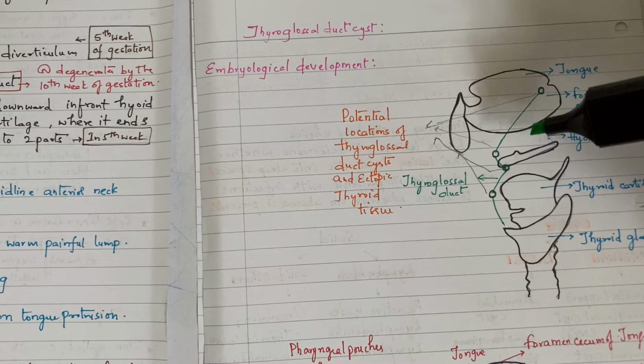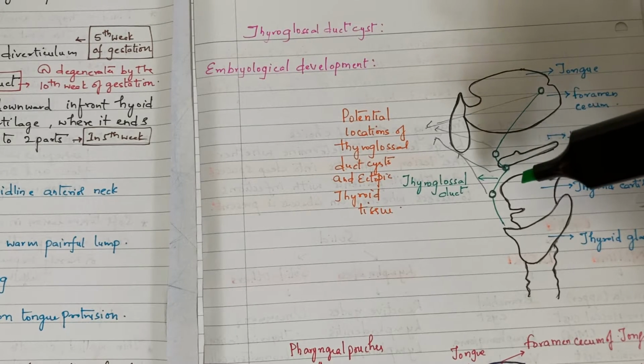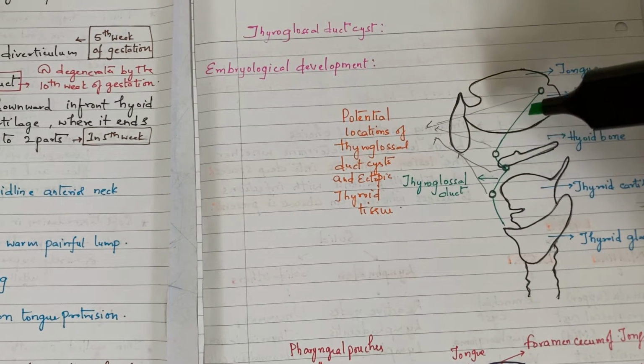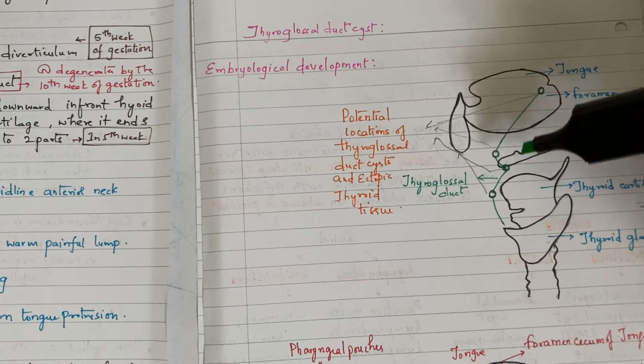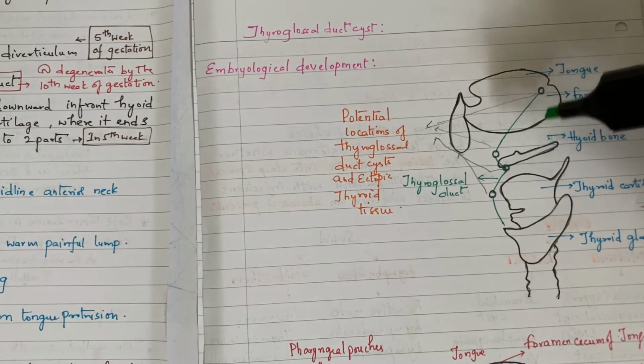In some instances, incomplete obliteration of the duct can lead to thyroglossal duct cyst. It can also lead to lingual thyroid or pyramidal lobe. So this is about the embryology.